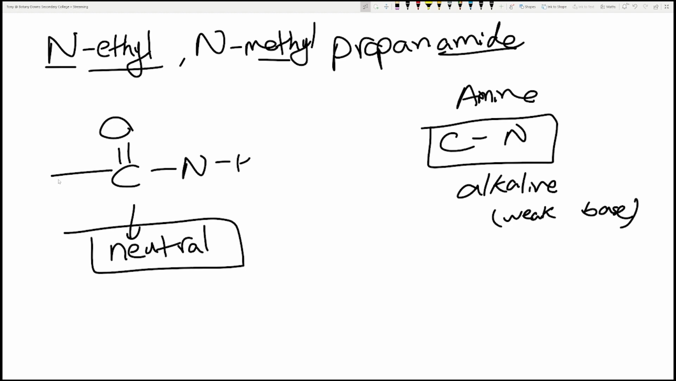Because of the presence of the carbonyl group and everything else, it doesn't accept another hydrogen. It can't accept another hydrogen. Because the carbonyl group is nearby, it really limits the nitrogen's ability to accept another hydrogen, because that's what bases do. Bases accept another hydrogen, but in this case it can't, so it's neutral.